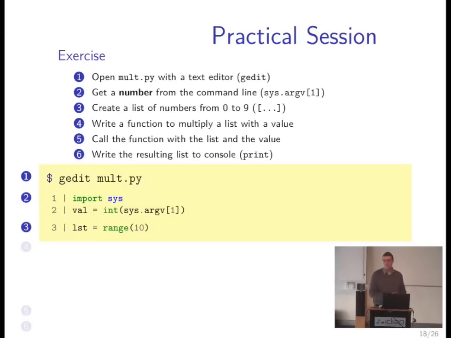To get a list with the elements from 0 to 9, you can just open square brackets and write 0, 1, 2, 3, 4, and so on. But there's also a range function defined which just does that for you. So you say how many elements you want to have, in this case 10, and this will generate the range from 0 to 9.